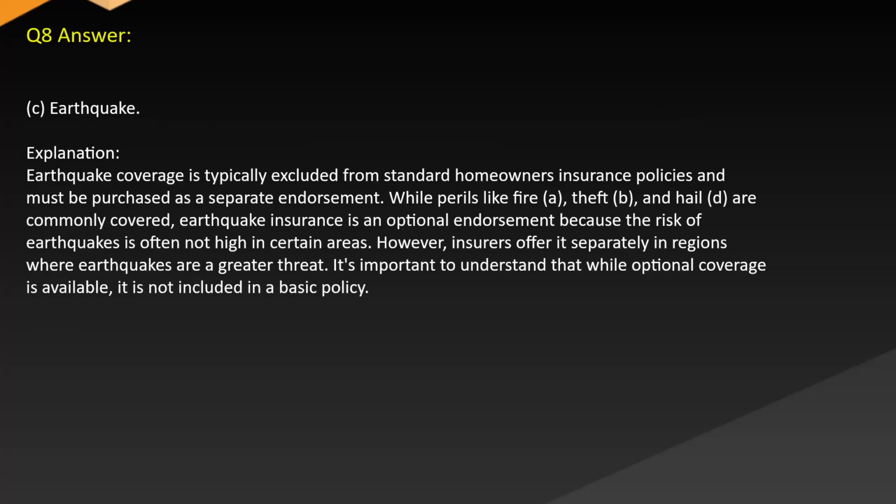Answer: C, earthquake. Explanation: earthquake coverage is typically excluded from standard homeowners insurance policies and must be purchased as a separate endorsement, while perils like fire A, theft B, and hail D are commonly covered. Earthquake insurance is an optional endorsement because the risk of earthquakes is often not high in certain areas. However, insurers offer it separately in regions where earthquakes are a greater threat. It's important to understand that while optional coverage is available, it is not included in a basic policy.